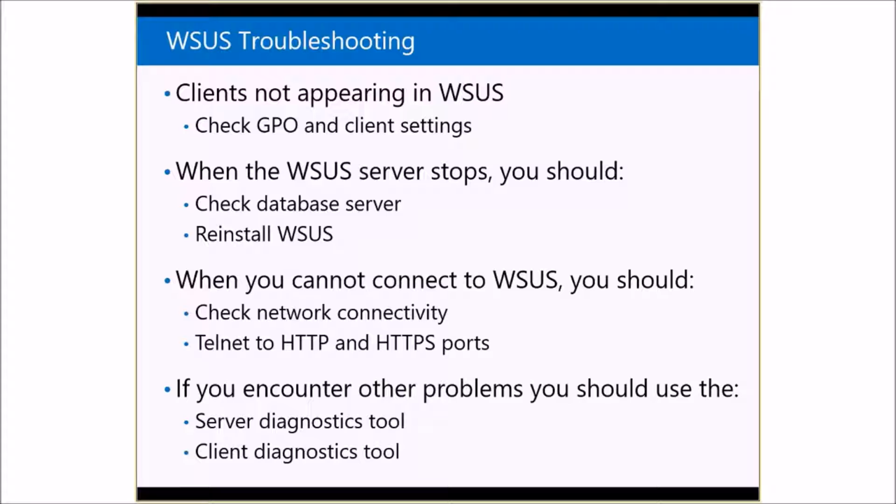Check the GPO, the group policy objects. Check the client settings. When your WSUS server stops, you should check the database server or reinstall the WSUS. Okay, so if the database server can't be talked to, if it's using a separate machine for the database, then it cannot run. Okay, when you cannot connect to WSUS, you should check the network connectivity, like just basic networking stuff, like ping, the IP address, and all those kind of things.